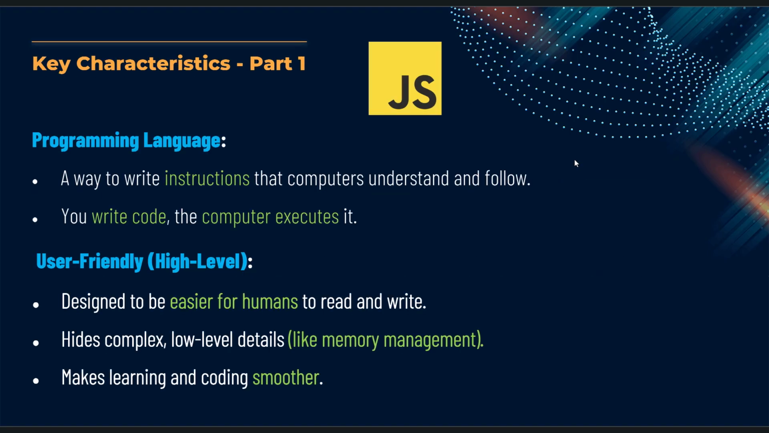First off, it's a programming language. That simply means it's a way for us to write instructions that the computer can understand and follow. We write code, and the computer does things based on that code. Our main goal with JavaScript is to tell web browsers and even other environments what to do.